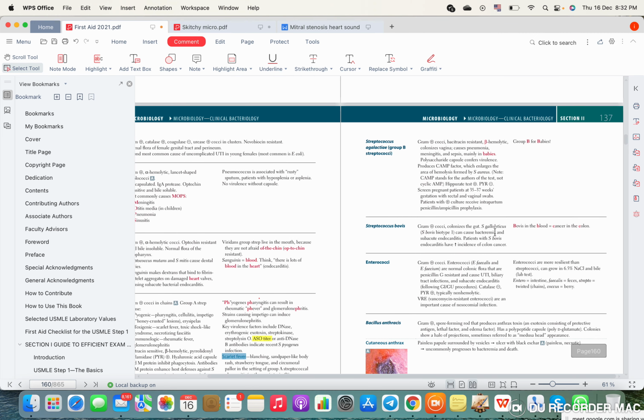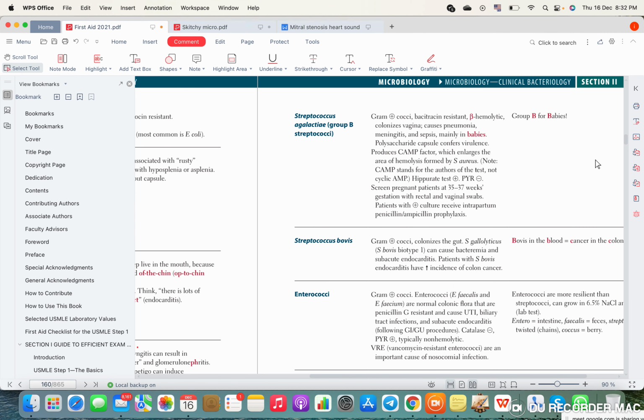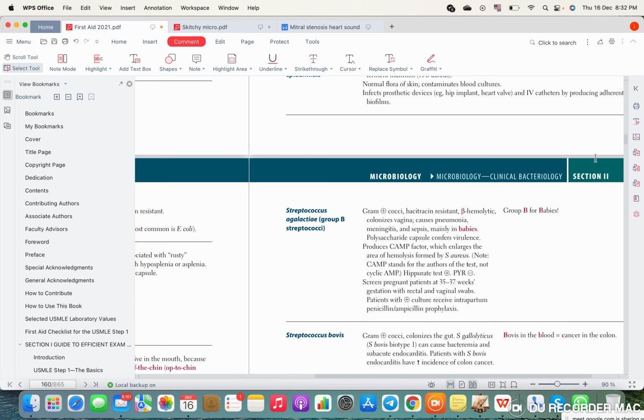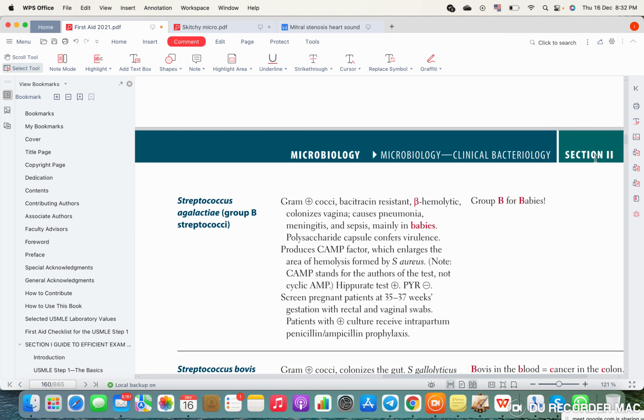So the next thing I'm going to speak about is the group B strep. Group B strep, it's also called Strep agalactiae. It's a gram-positive cocci, bacitracin resistant, which is represented on Sketchy by using the what?